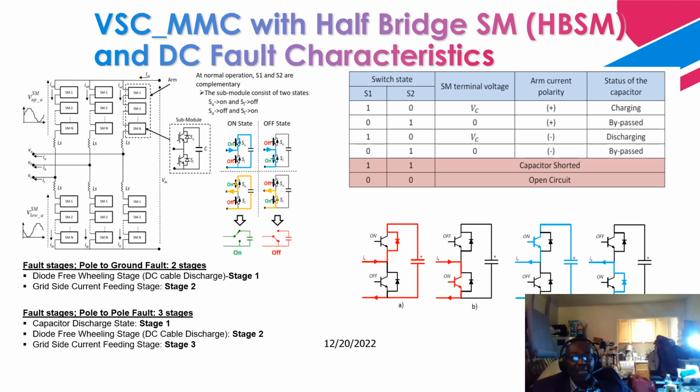Next is another bypass state, but with opposite polarity. This is when the current flows through here and bypasses the IGBT submodule.